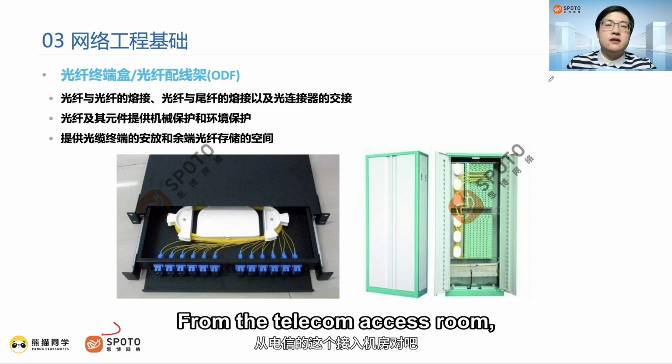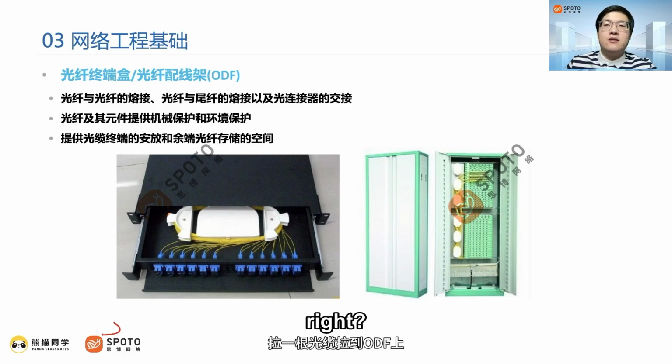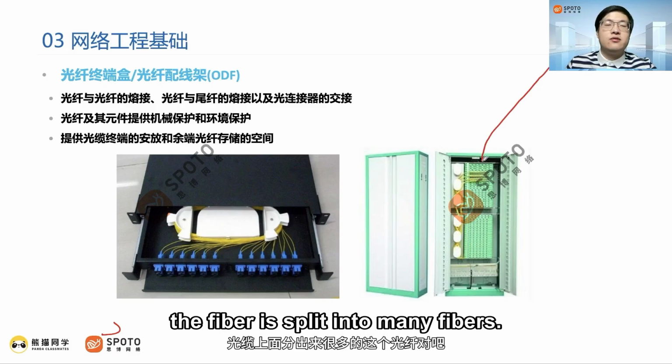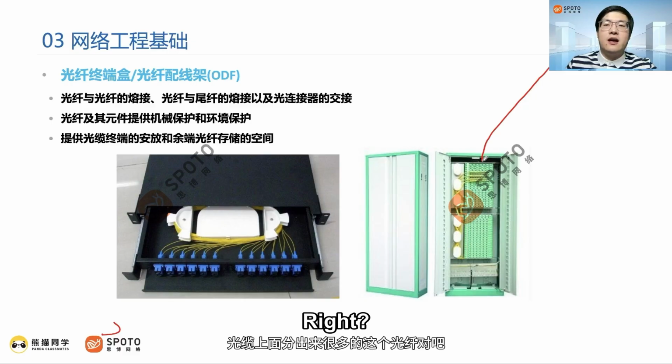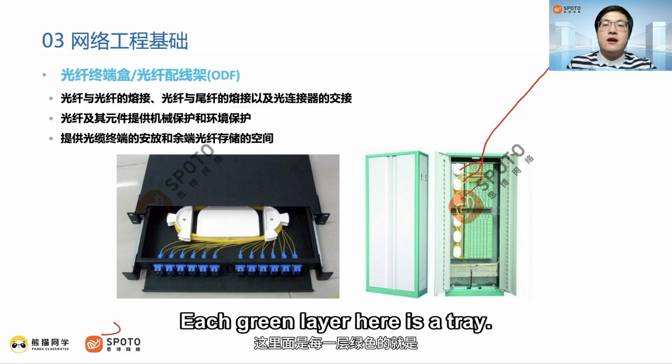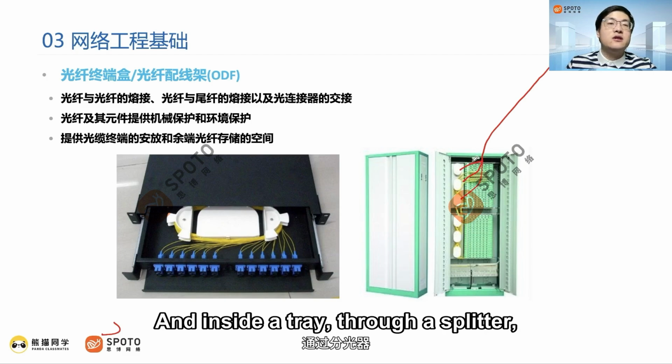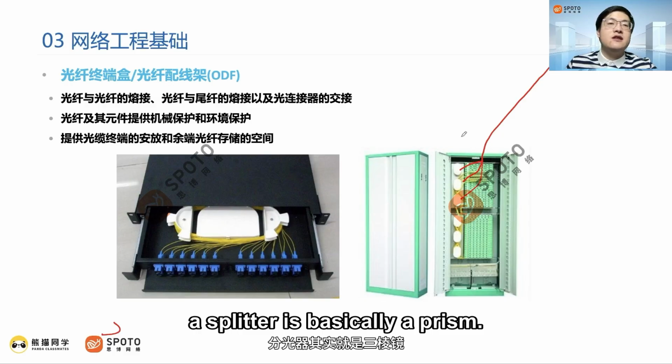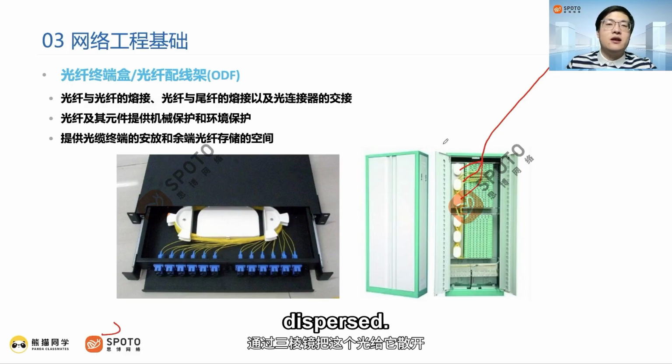From the telecom access room, a fiber optic cable comes to this ODF, and then the fiber is split into many fibers and connected one by one. Each green layer here is a tray, and inside a tray, through a splitter. A splitter is basically a prism. Through the prism, the light is dispersed.